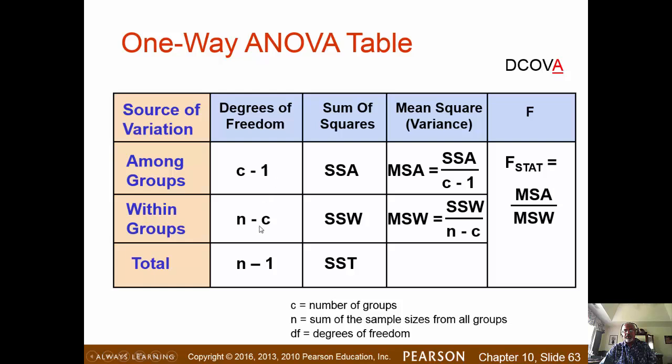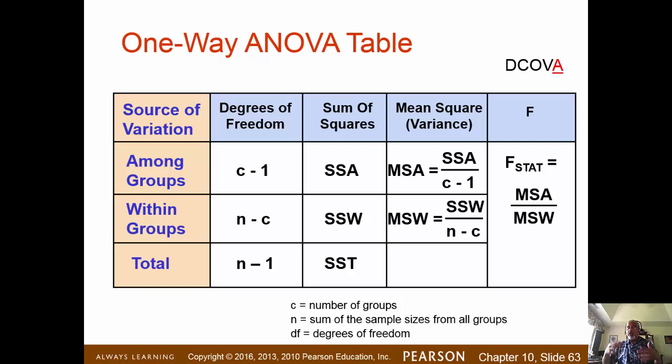The degrees of freedom are C minus 1, N minus C and N minus 1. SSA, SSW and SST, we looked at the formulas for these. You divide the sum of squares by the degrees of freedom and you get the mean squares. Now if you take a ratio of these two different forms of variance, this will be like a ratio of variances that we saw in a previous video testing for the equality of variances. Now if the means are different, if the different groups are different, then MSA will be large, and F stat will be really large.